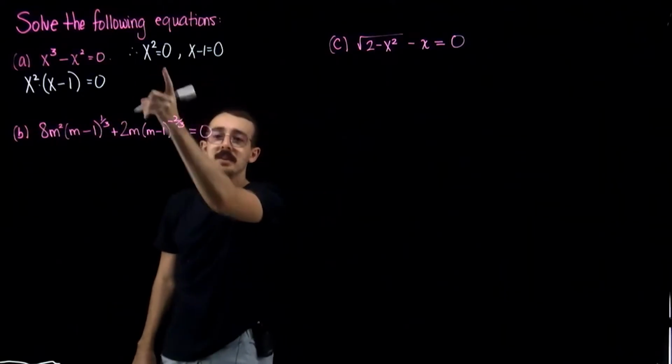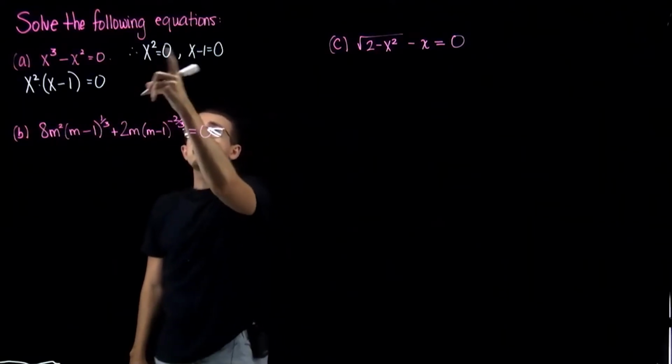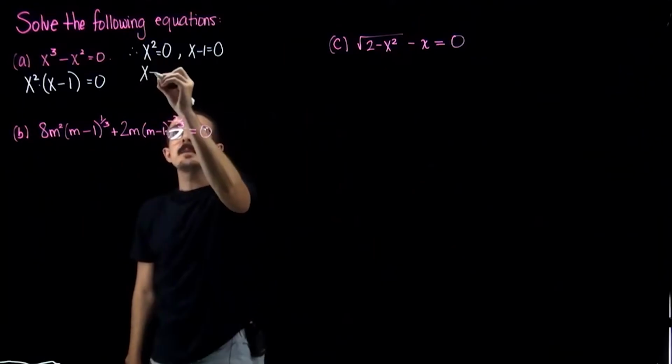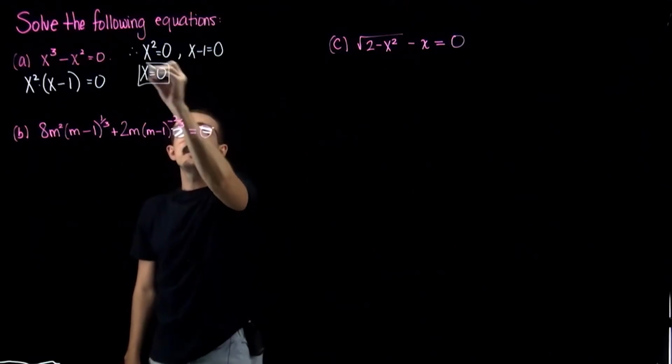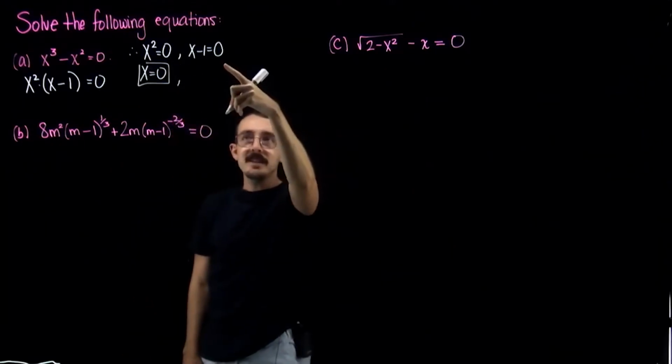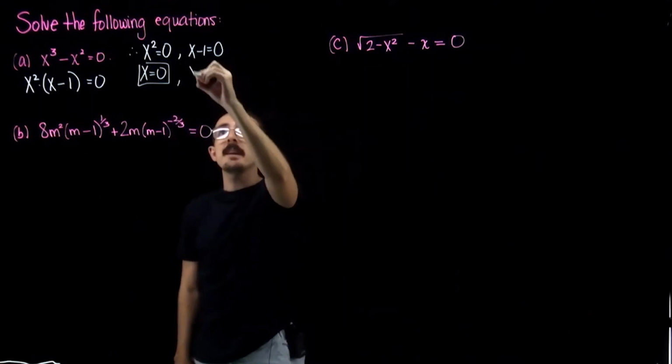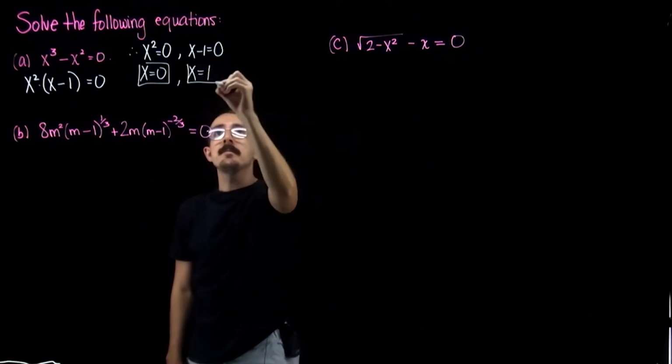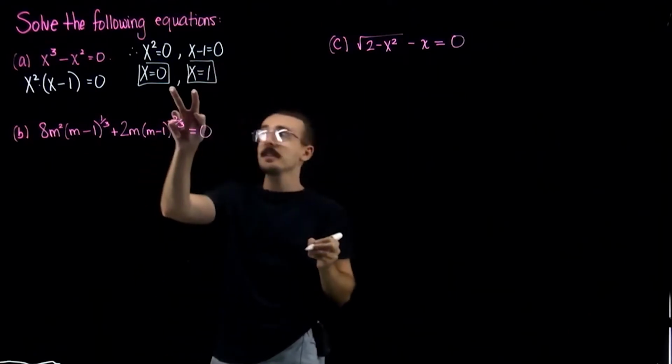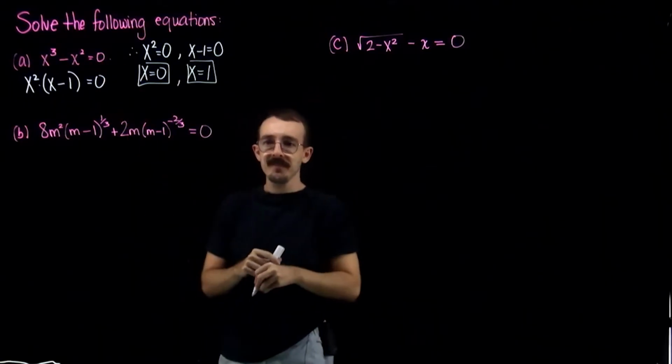Now we have 2 other equations to solve. This one, if I take the square root of both sides, I'm just going to get x equals 0. And for this one, the one step I need to do is add 1 to both sides, and I'm going to get x equals 1. So these are my 2 solutions to the original equation.